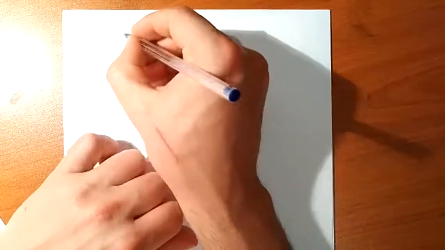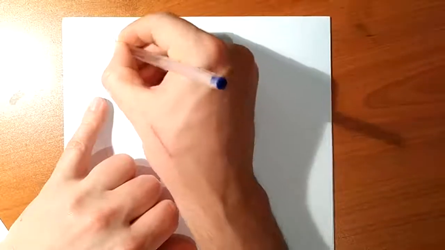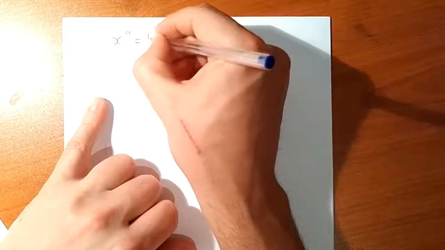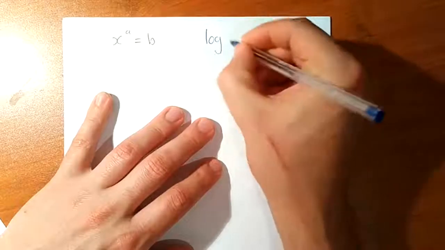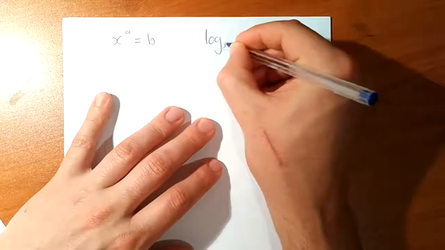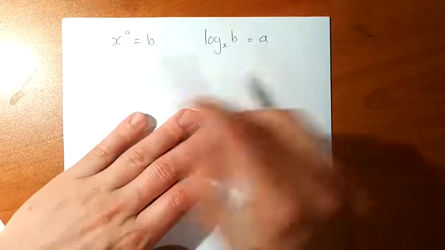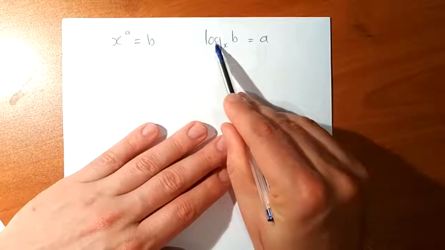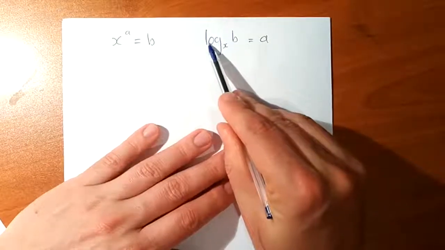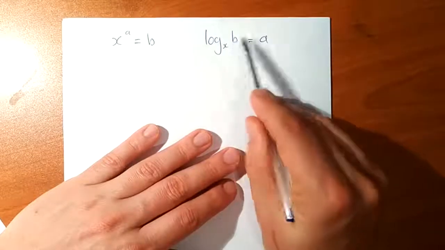Okay, so the basic idea is, if you have, let's say, x to the power a is equal to b, then the power to which x has to be raised to get b is a. If you raise x to the power a, you get b. In other words, in logarithm form, you write it this way, which is log base x of b, which you read as the power to which x has to be raised to get b is a.